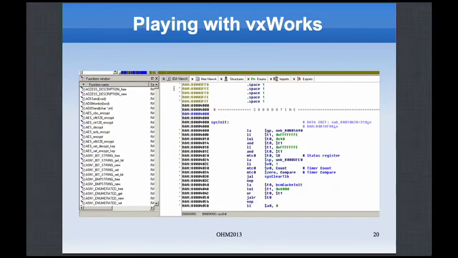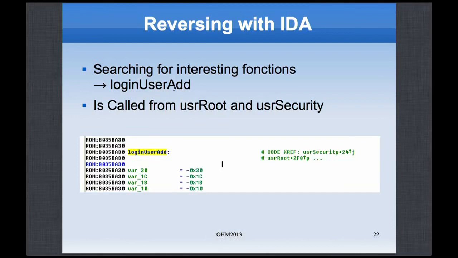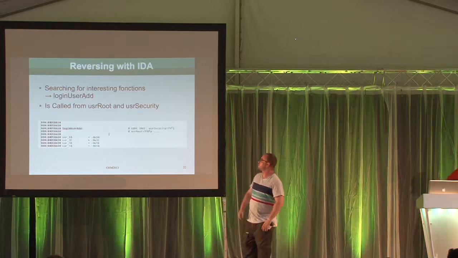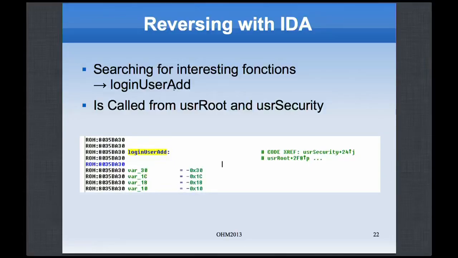You have symbol resolution. So now we can really use IDA. We will look for interesting functions, most of the time functions related to authentication. So we look for patterns like auth, login, user, password, access, all those strings which can lead you to some interesting function. And in this binary, we found the loginUserAdd function, which was called from userSecurity and userRoots. Thanks to cross-references, we can go back in the backtrace of the function to get its parameters.